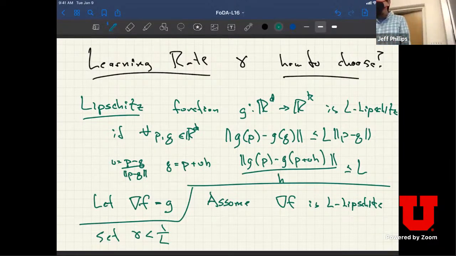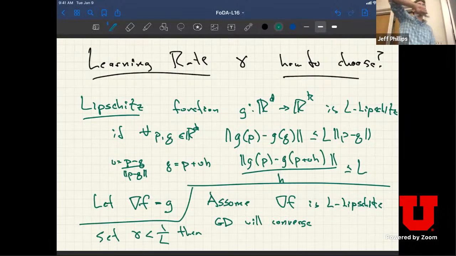If I set gamma less than that, so if I set it small enough, then gradient descent will converge. Okay, so I won't bounce around too far away from the minimum. This is true. It'll converge to a stationary point even if it's not convex and I just have one local minimum. It will converge.